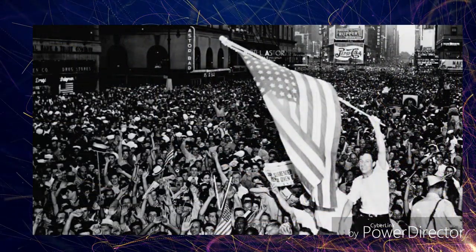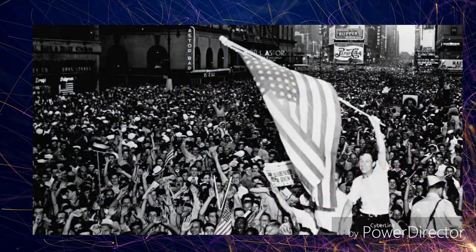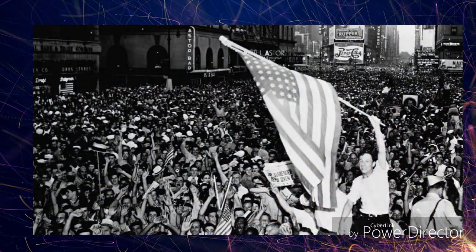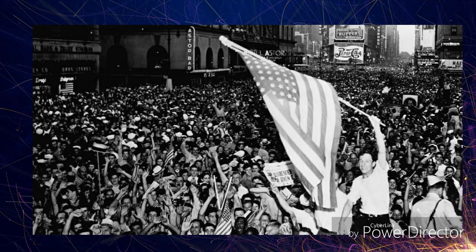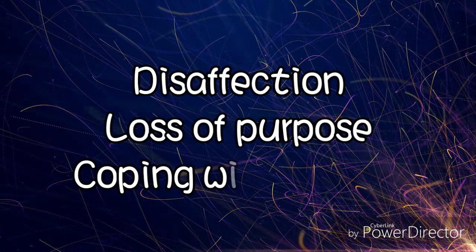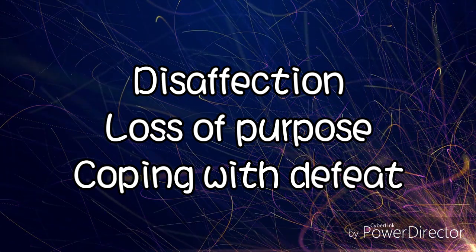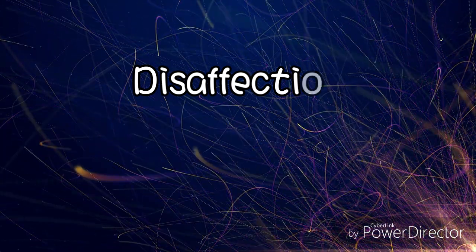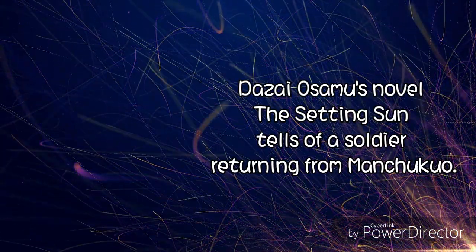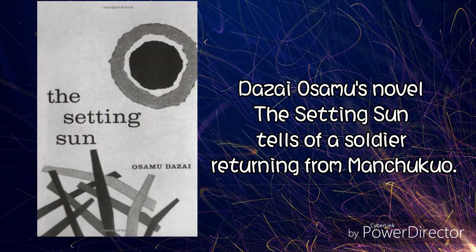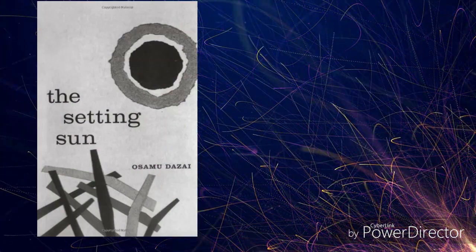Japan's defeat in World War II influenced Japanese literature during the 1940s and 1950s. Many authors wrote stories about disaffection, loss of purpose, and the coping with defeat. Dazai Osamu's novel The Setting Sun tells of a soldier returning from Manchukuo.